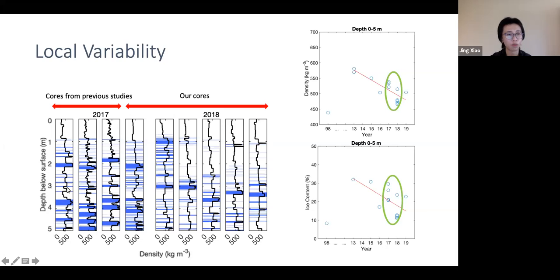For example, in these core profiles, we can see that for this core, the depths and thickness of most of the ice layers appear to be very uncorrelated with the ice lenses from another core from the same set from the same year. The only exception is the pronounced ice layers here. They have quite similar widths and depths in different cores and are actually traceable across the cores from the same year and also from year to year.